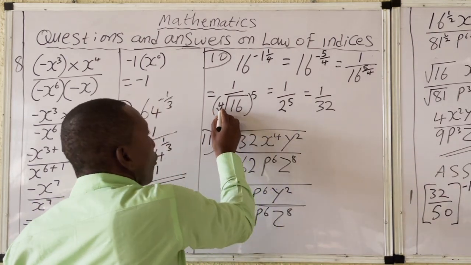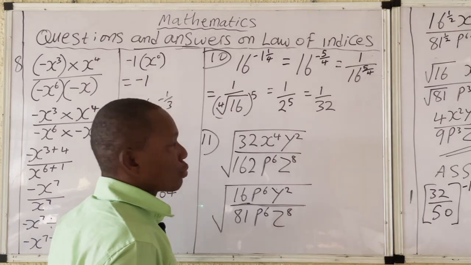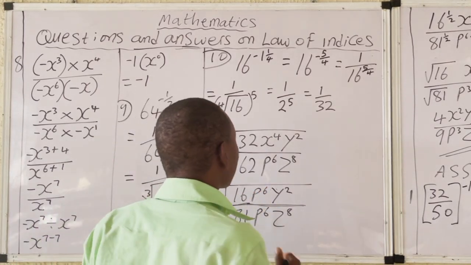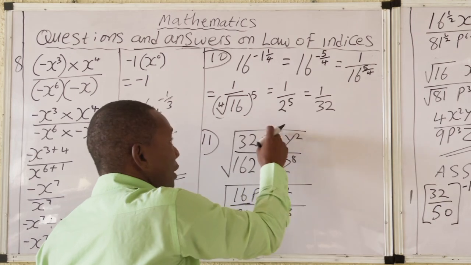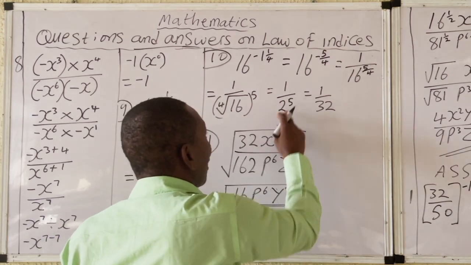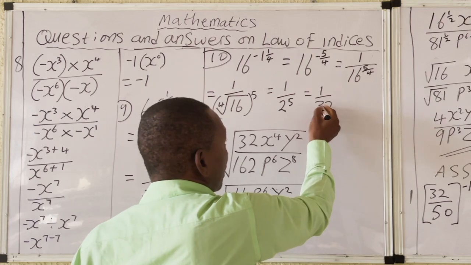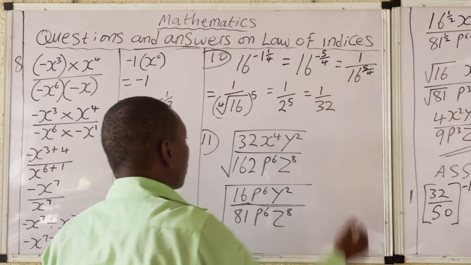Now, the 4th root of 16 is actually 2. Note that 2 times 2 is 4, times 2 is 8, times 2 again is 16. So the 4th root of 16 is actually 2. So we now have 1 all over 2 raised to the power 5. And 2 raised to the power 5 is actually 32. So we now have 1 all over 32.